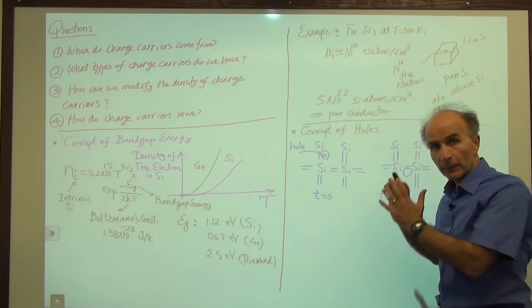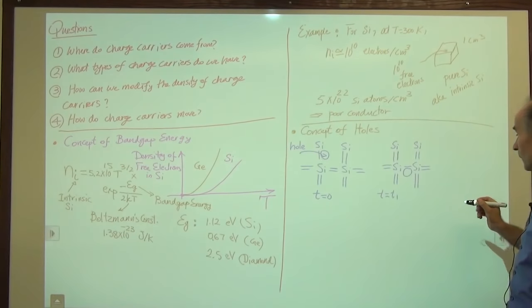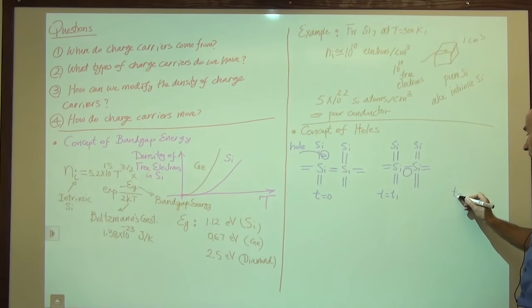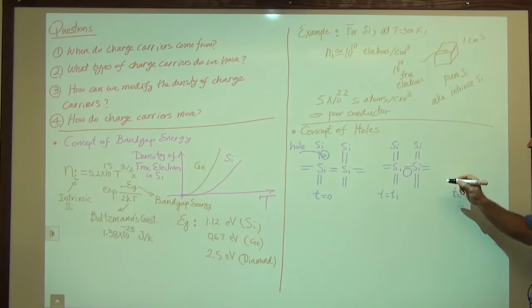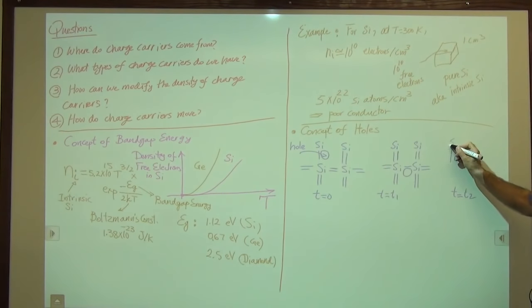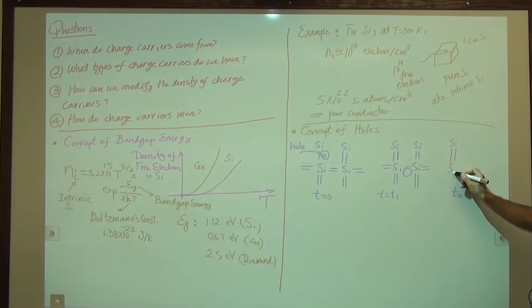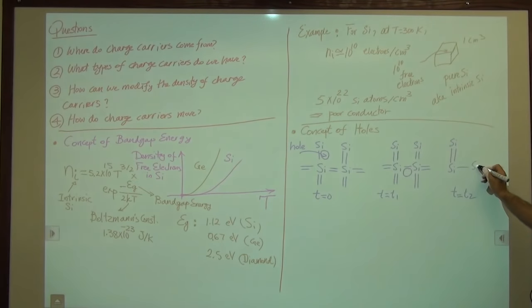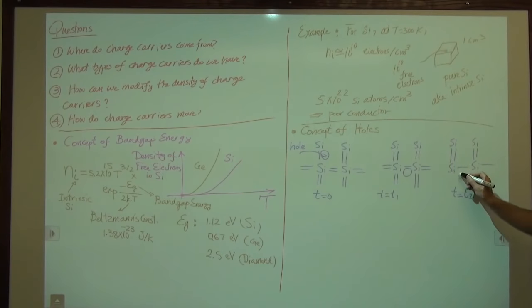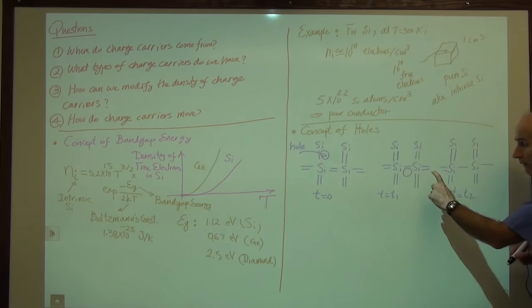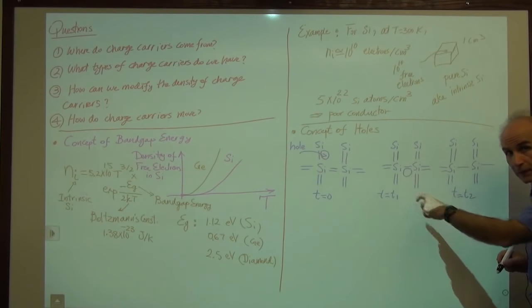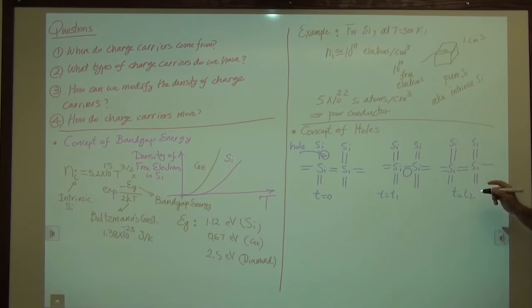Now let's take another picture a little later and see what happens. So we go to t equals t2 and try the same thing. Again, we have these atoms, silicon here, silicon here, and so on. And it just happens that another electron comes out of this bond and fills this hole. So we have this complete bond here, but then we have a hole here.